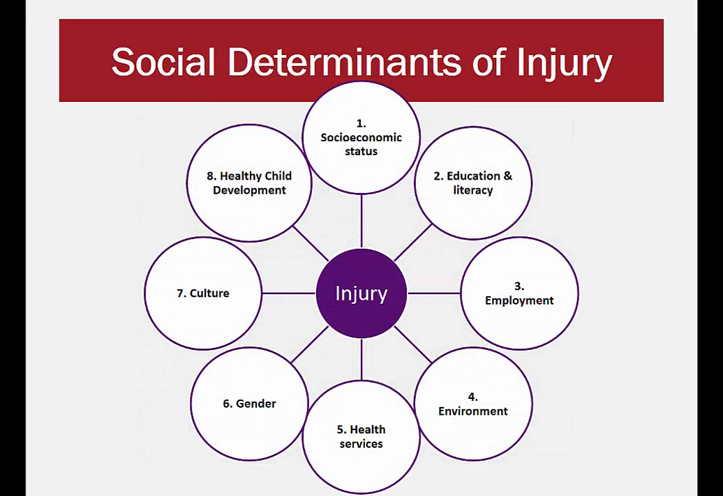The social determinants of injury are the economic and social conditions that influence injury risk in individuals and populations. In this module, we will discuss the following social determinants of injury in more detail: socioeconomic status, education, employment, social, physical, and built environments, healthy child development, gender, health services, and culture.